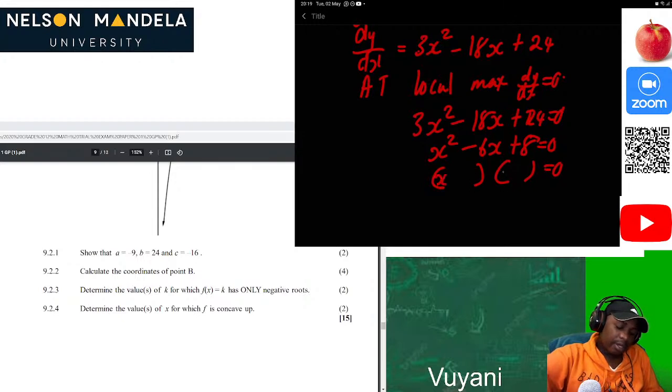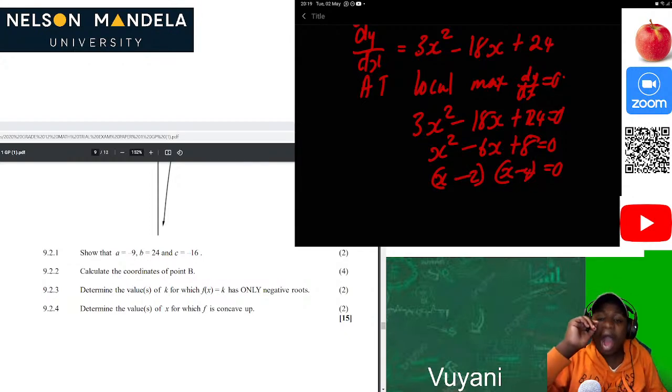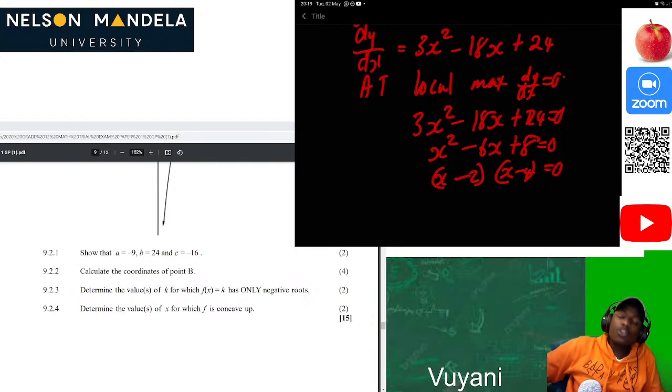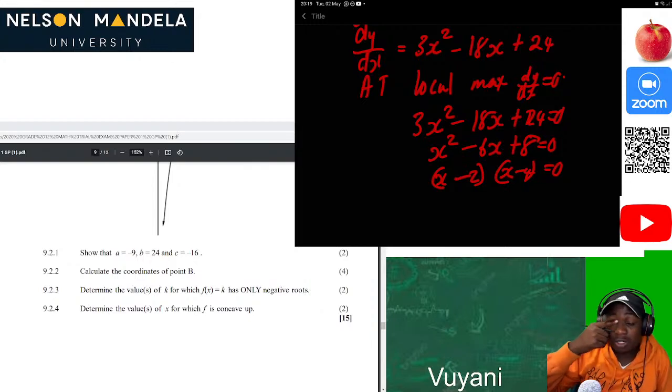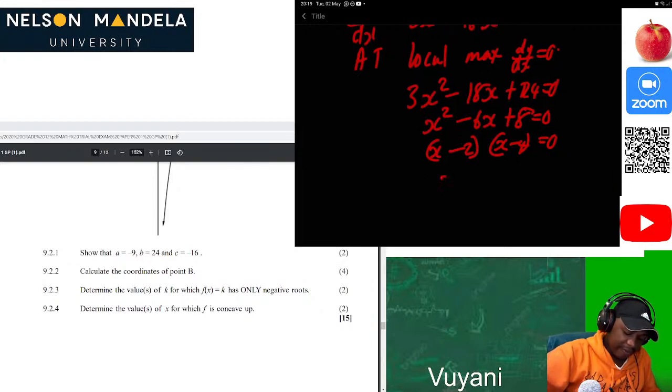Definitely that will be x and x. Then we have 8 and negative 6. That will be 4 times 2, so it should be negative, negative. Yes, so it should be negative 2 and negative 4. If you don't know how to find factors, use the quadratic formula and you get the answers straightforward. Please make it a point that you do that so that you don't make mistakes. Then we have x is equal to 2 or x is equal to 4.